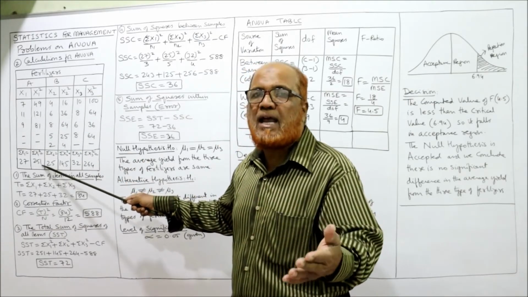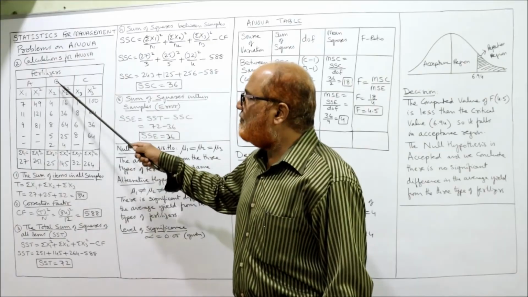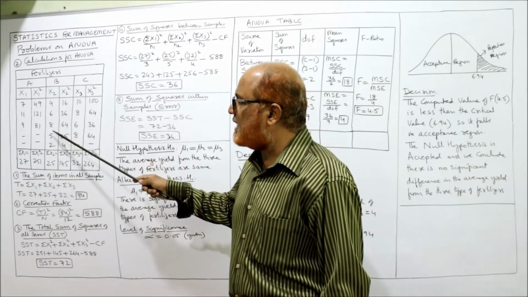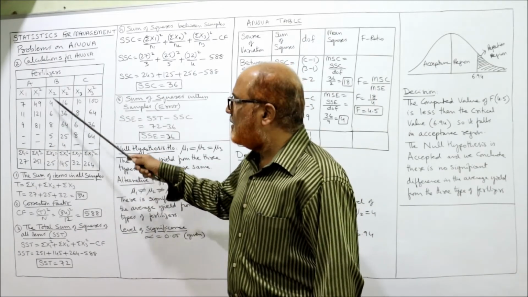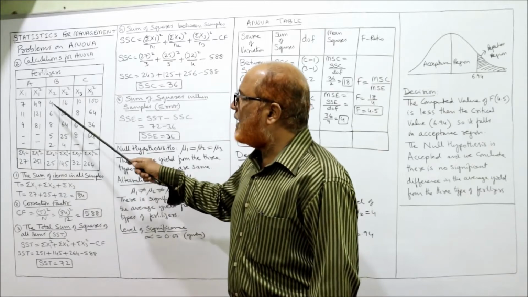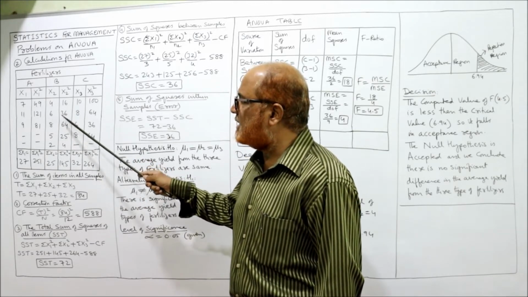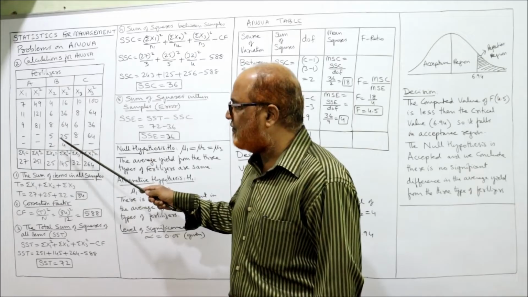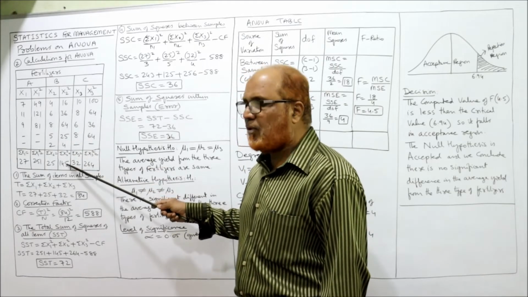We have squared the values. For fertilizer B, the values given in the problem are 4, 6, 8, 5, 2. The total comes to 25. Square it. 4 4s are 16. 6 6s are 36. 8 8s are 64. 5 5s are 25. 2 2s are 4. Total is 145.